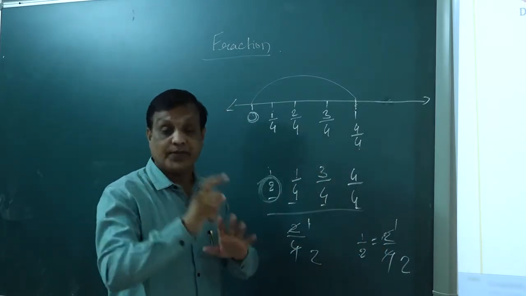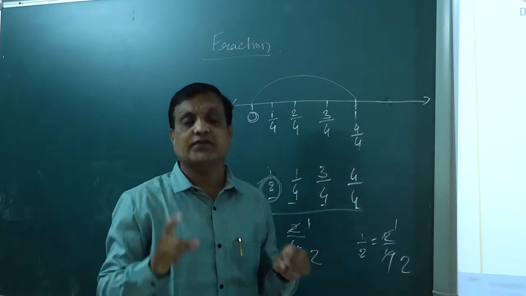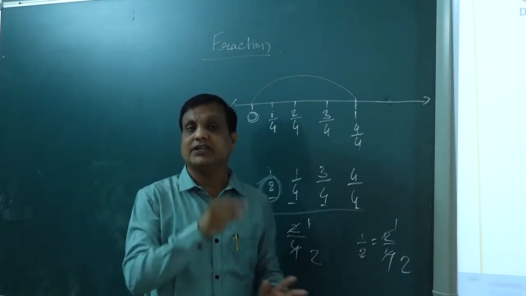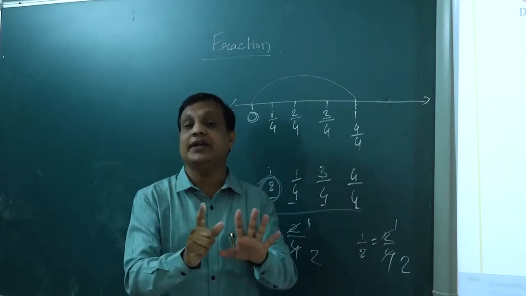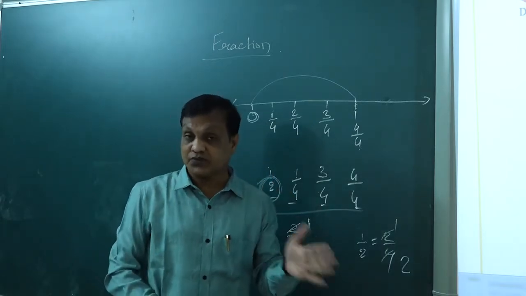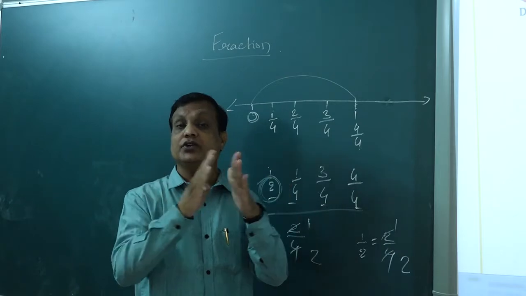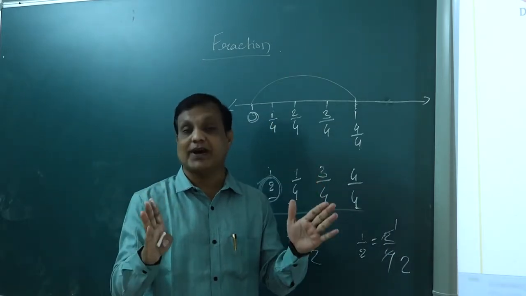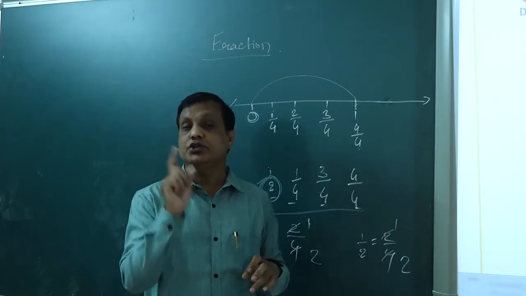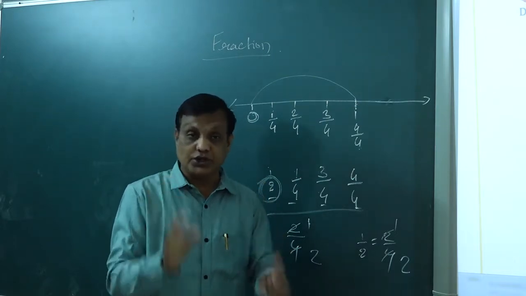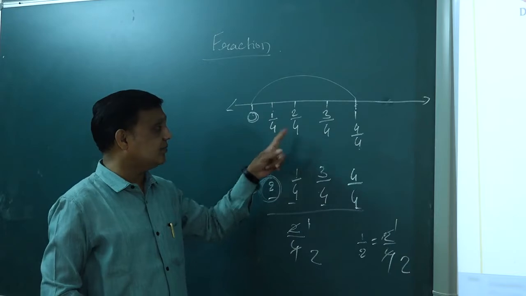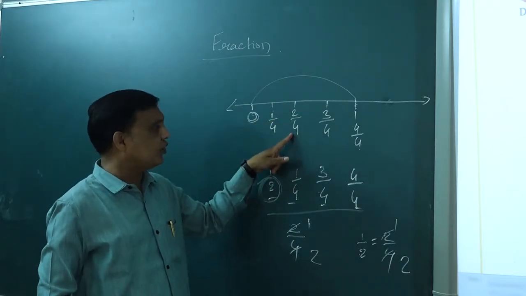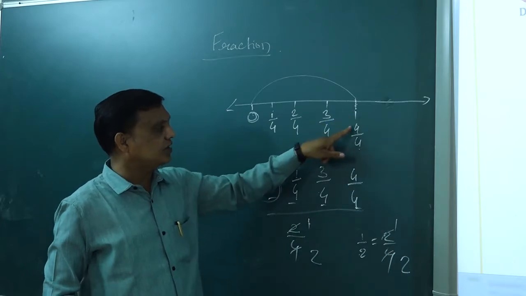So you have to see, whenever you draw a number line, you have to divide according to the given denominator. Whatever the denominator is, you have to divide that one number into that many equal parts. If the denominator is 5, divide the one number into 5 parts. If the denominator is 6, divide it into 6 parts. So here according to the denominator, I divided it into 4 parts. The first one is 1 upon 4, the second is 2 upon 4, the third is 3 upon 4, the fourth one is 4 upon 4.